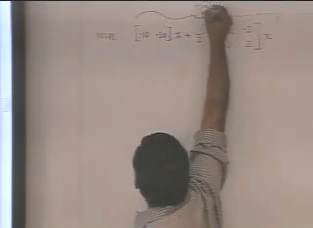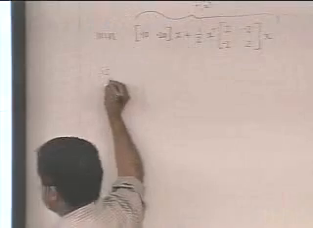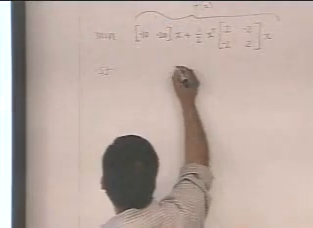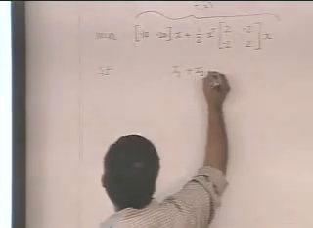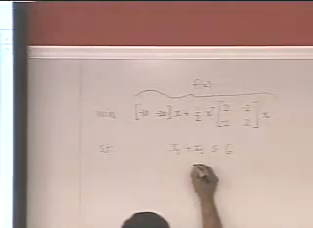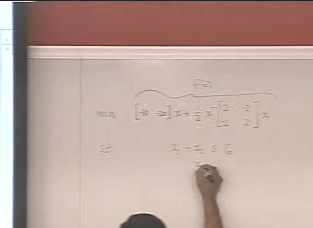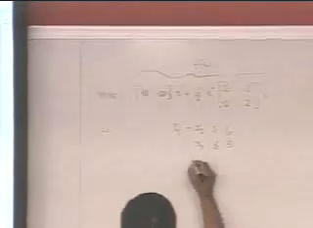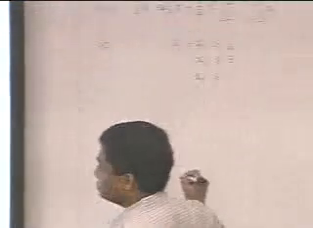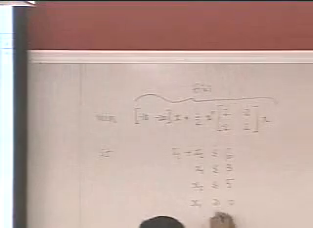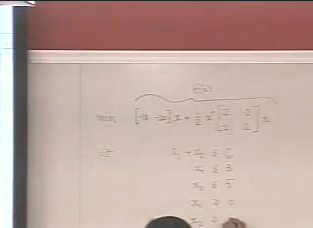The objective function, such that the constraints that are given are x1 plus x2 is less than or equal to 6. I'm going to just collect together the less than or equal to constraints at one point. x1 is less than or equal to 3, x2 is less than or equal to 5, x1 is greater than or equal to 0, and x2 is greater than or equal to 0.